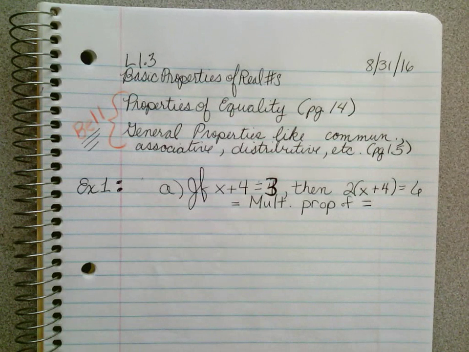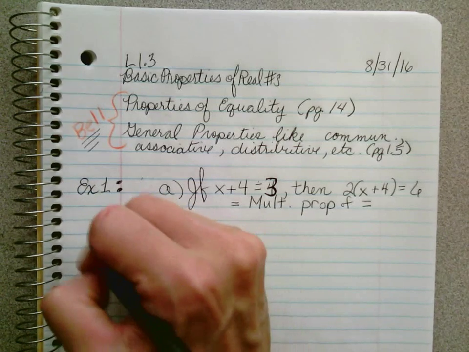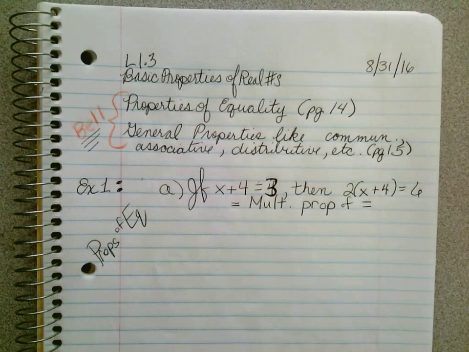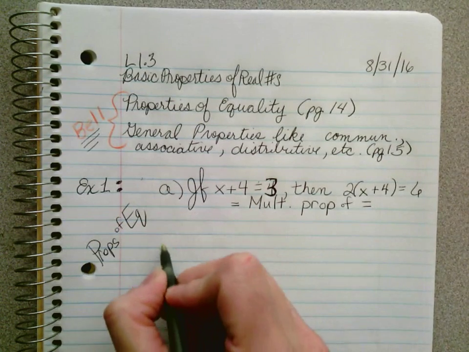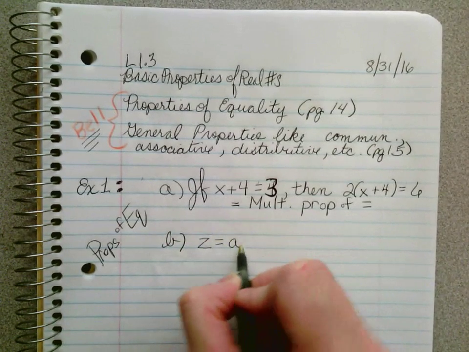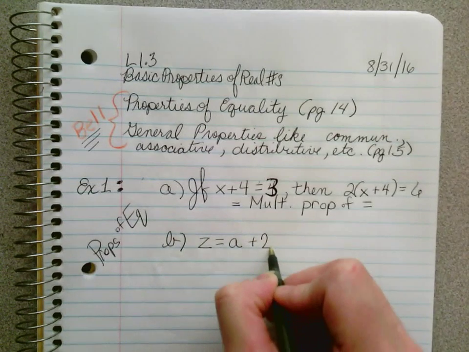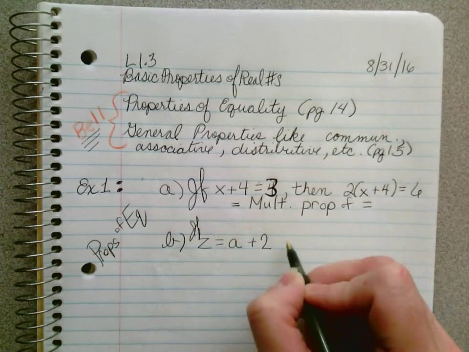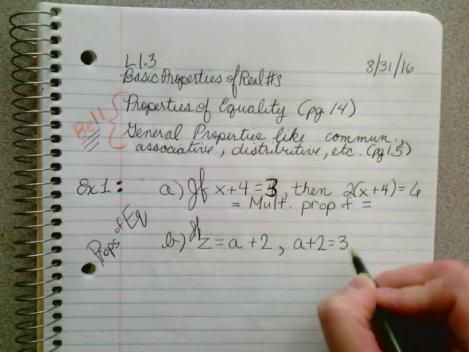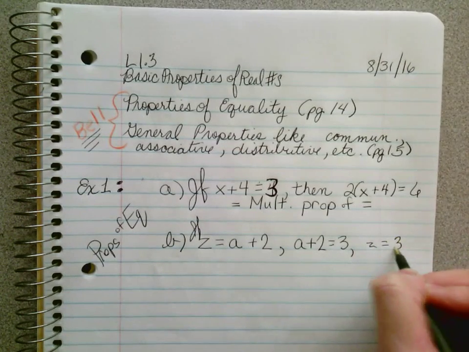All of this stuff right here in example 1 is gleaned from the properties of equality found above, okay? So this all here is going to be properties of equality. It's not always going to look that way, but just so that you recognize that. Continuing on with B, you're already seeing it. So Z is equal to A plus 2, if this is true, and A plus 2 equals 3, then Z has to equal 3.